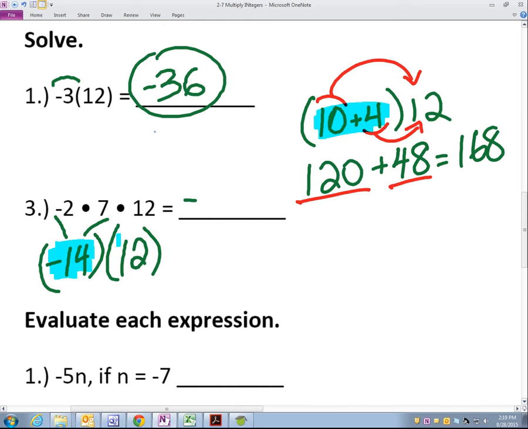So I have negative 168. And look how much stuff I wrote for that one. I'd better figure out a way that I can show myself and show Mr. Smith what the answer is. I have a great idea. Let's circle it.